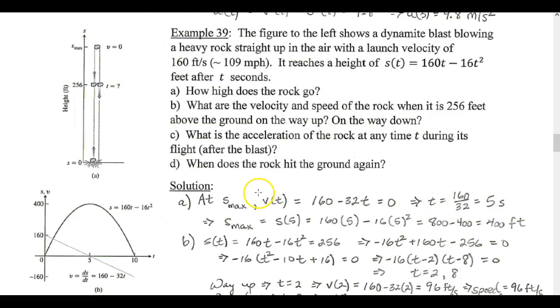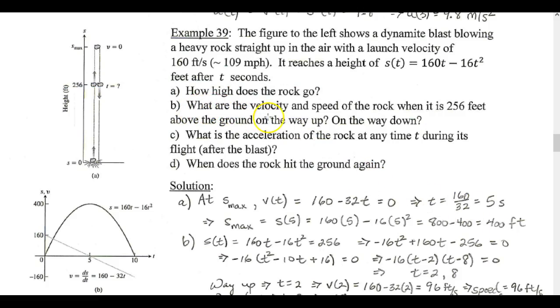So to know what the position is at 5 seconds, I just take s of 5. I plug 5 seconds into my position function, which again was this guy. So it's 160 times 5 minus 16 times 5 squared. Simplify that, it goes up 400 feet. That's my maximum height that the rock will go.